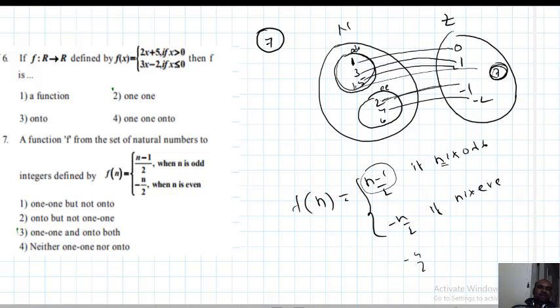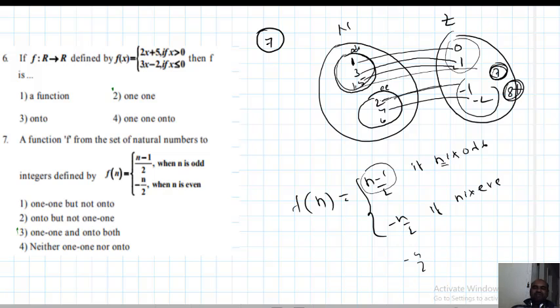Okay, understood? Range equals codomain. So what happened? Here you will get all negative integers, here all positive integers, and the non-negative integers. All integers will have a pre-image in the domain. That's why I can say that the given function is onto. First of all, we observe that it is 1-1, now onto. That is important. For example, 8 is taken. We want to find its pre-image. If it exists, then it is said to be onto.